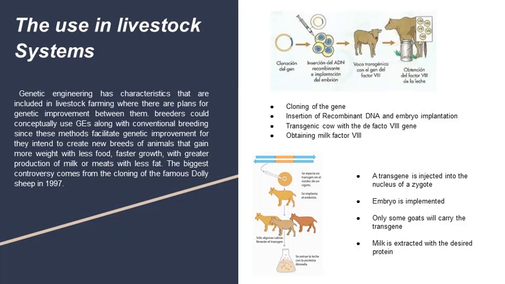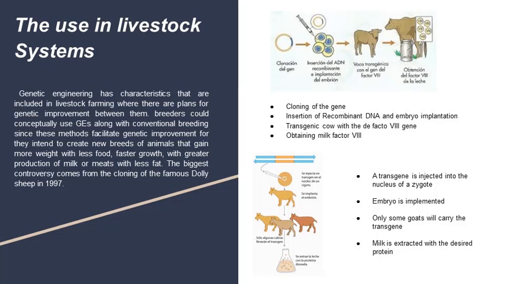In this diagram, we observe, for example, first, cloning of the genes; second, insertion of recombinant DNA and embryo implantation; third, a transgenic cow with the F8 gene; fourth, milk with factor 8.